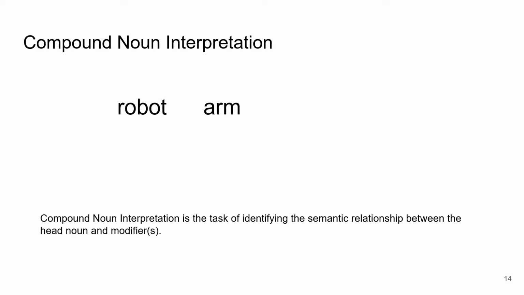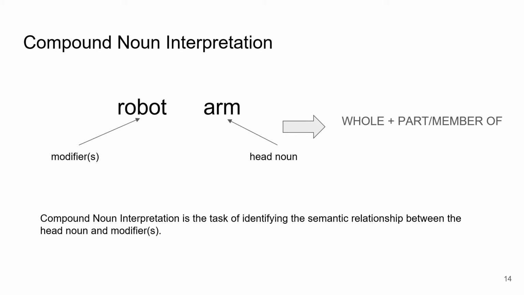Let me introduce the first task, noun compound interpretation. In linguistics, a compound can be decomposed into the head noun, which is the right-most noun of the compound, and any left word is the modifier of the head noun. The compound word interpretation task is to identify the semantic relationship between the head noun and the modifiers. For example, the relation here is that the arm is a member of the robot.